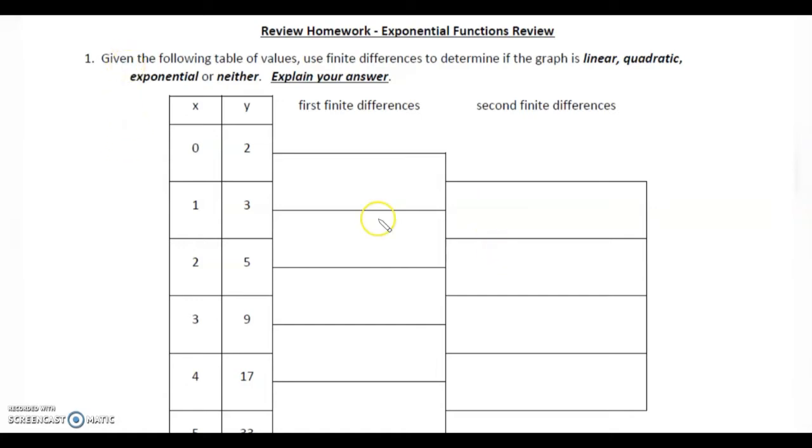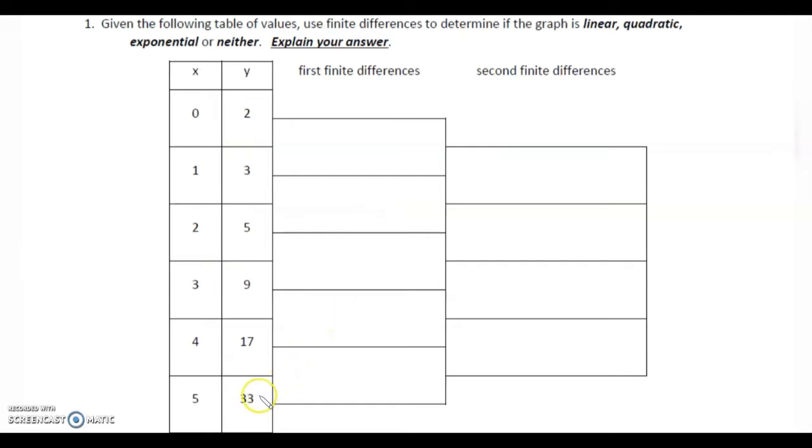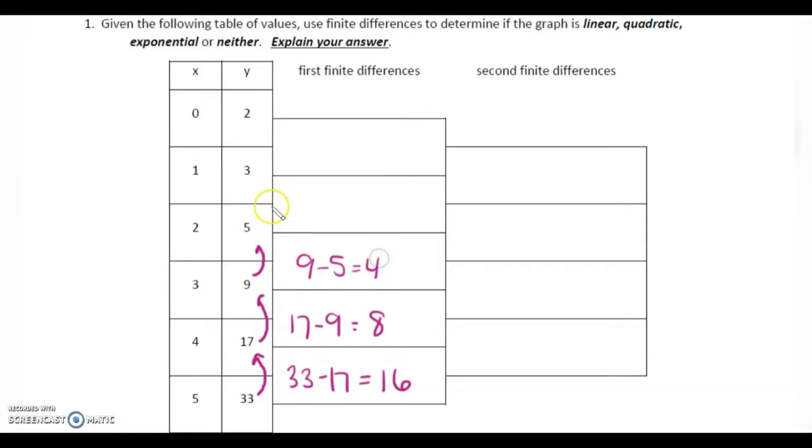So for finite differences, we're going to go up the y column and subtract these numbers. In other words, we're going to go 33 minus 17, I get 16. 17 minus 9, I get 8. 9 minus 5 is 4. I'm not going to write these out anymore. 5 minus 3 is 2. 3 minus 2 is just 1.